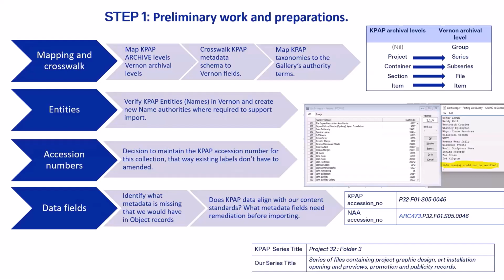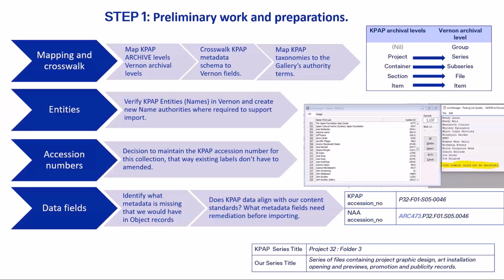So the preliminary work involved mapping KPAP archival levels to the Vernon archival levels. It also involved crosswalking the KPAP metadata schema to Vernon fields, and then mapping taxonomies and gallery authority terms. One of the more resource-intensive parts of the project was the verification of KPAP entities, the names of people and organisations. They had not as many as the Auckland Museum, but there's 1,769 names of people and organisations in the KPAP archive.